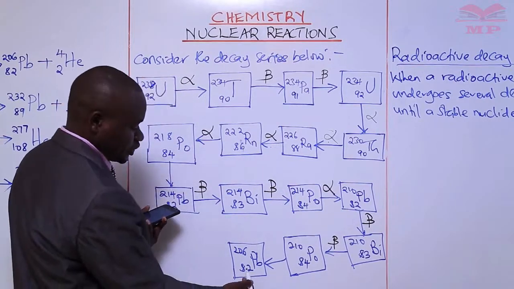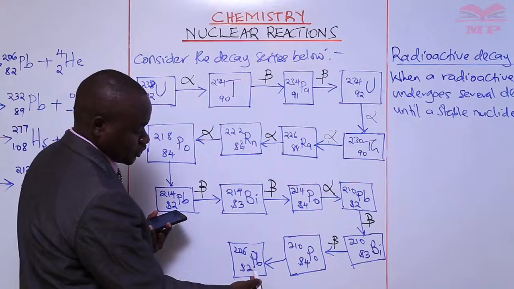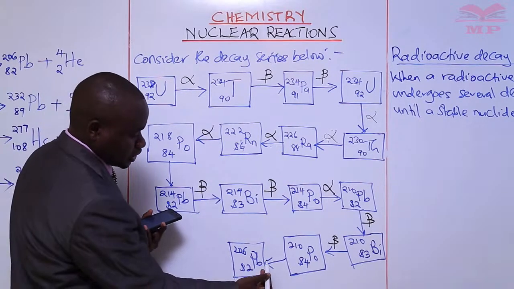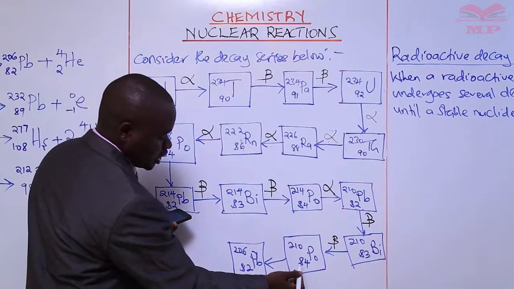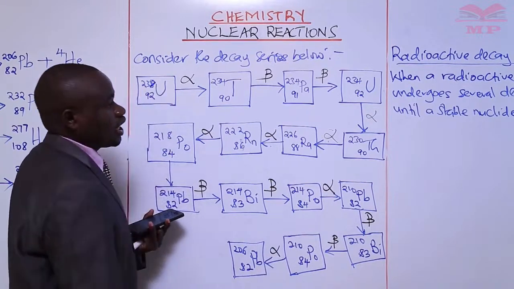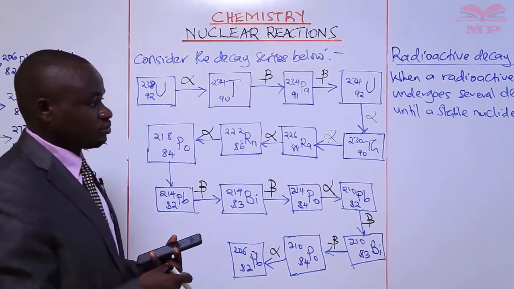Lastly, this happens to be the stable nuclide because the decay has stopped here. So this is the stable one. So mass number from 210 to 206, it has reduced by 4, from 84 to 82. That should tell you there is emission of alpha particle. So this is what is called a radioactive decay series.